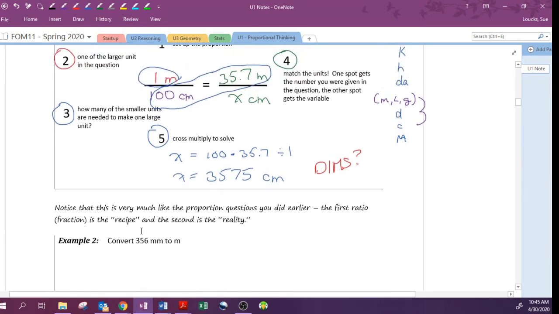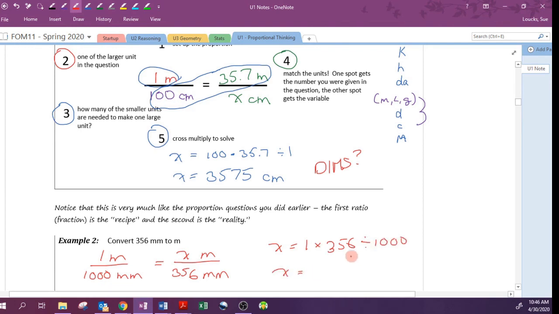Can I do this so you can still see the steps? Okay, so we're going to go from millimeters to meters. So a meter is bigger. So I'm going to put 1 meter on top. And how many millimeters in a meter? That's 1,000. That's one that you really should just know. But if you don't, you write it out, figure it out. And I'm given a number of millimeters, so I'm going to put that in the bottom in the denominator. And I'm going to have X meters in the numerator. So X equals 1 times 356 divided by 1,000.